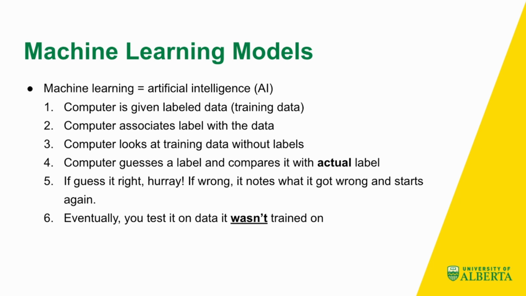Once it's guessed the label, in step 4, it compares it with the label that we gave it and sees if it's correct. Did it get the correct label? If the guess is correct, that's awesome. Great, let's move on. Make a note of the fact that your association was correct. If not, it takes a look at what it got wrong and what it got right, and then it starts again. It goes through this process over and over again until it reaches a particular accuracy score or until it goes through the number of steps that you've told it to. So you can say, repeat this process 100,000 times.